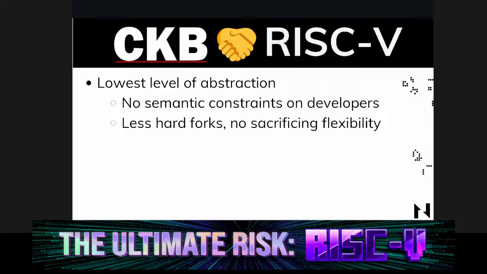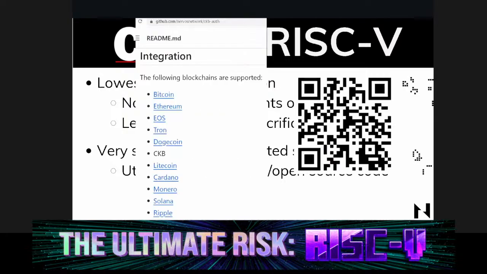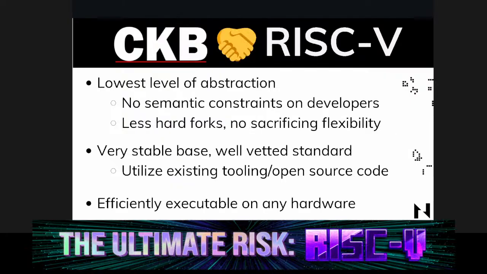Now, because RISC-V is a stable and well-supported base, existing off-the-shelf tooling and open source code can be seamlessly used. Things like cryptography or compiler toolchains like GCC or LLVM. And we see in the CKB auth project that this team has been slowly but surely adding support for a number of different chains that interact with CKB. And of course, all of this is efficiently executable on any hardware because of the magic of RISC-V.